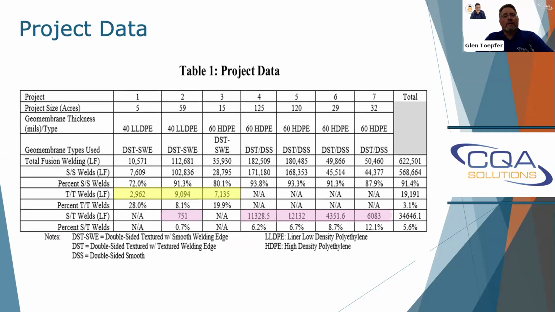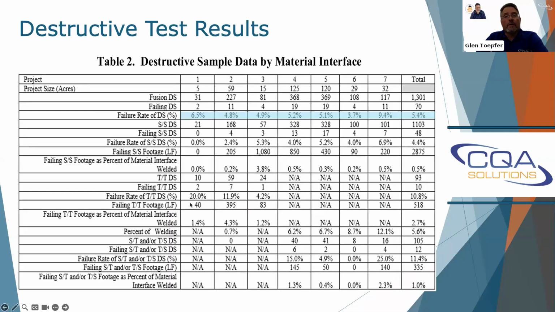So looking at the project data here, I'll get into a little bit more detail. I've broken up some of these tables so they're easier to see. This table shows you the different amounts of welding, and really the percent that was smooth, percent that was textured, and the percent that was smooth textured. And you can see some of the projects didn't have all of the same interfaces. And this one shows the different failure rates. Like I said, I'm going to break this up so it's easier to see. This was a table presented back in 2019.